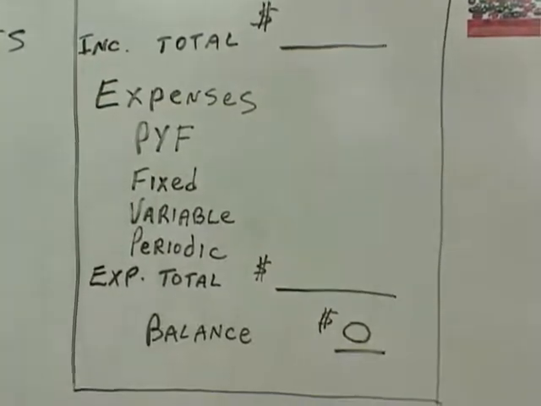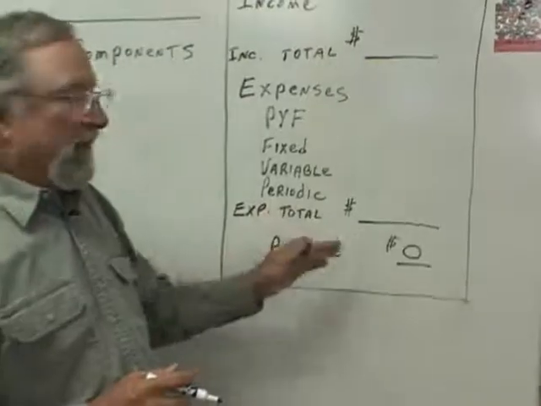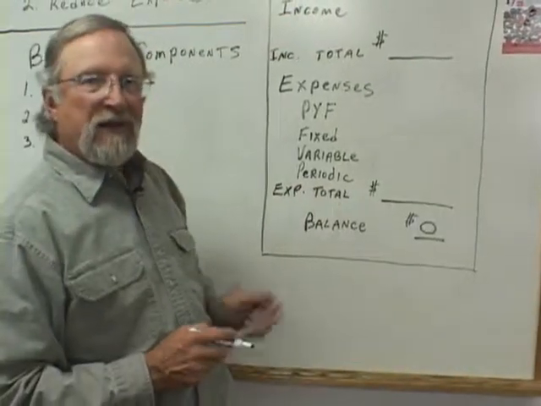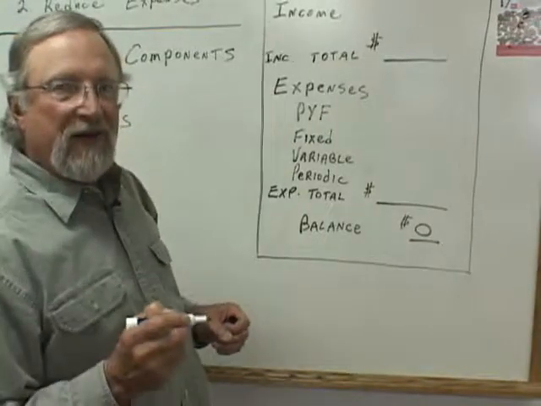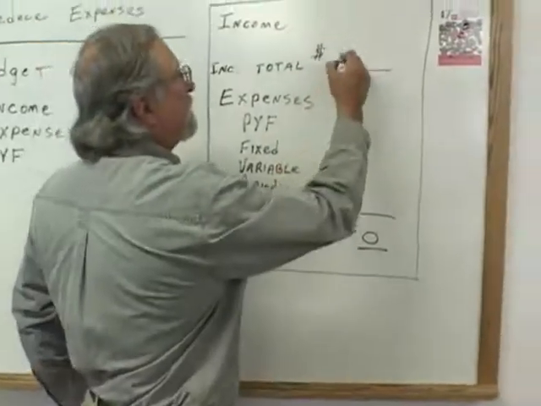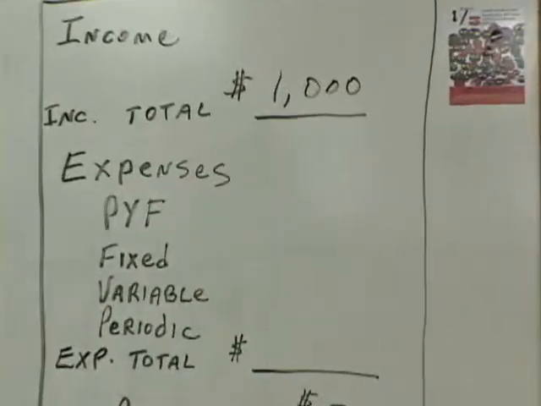In other words, deduct your expenses from your income, and the balance on your budget will be zero. Let's take an example. Supposing we have an income of $1,000 a month. Let's look at our expenses first.